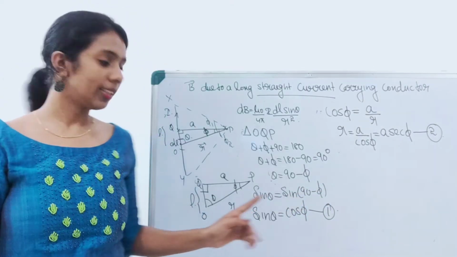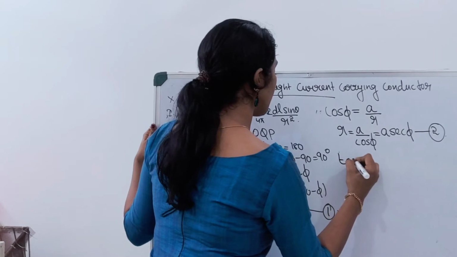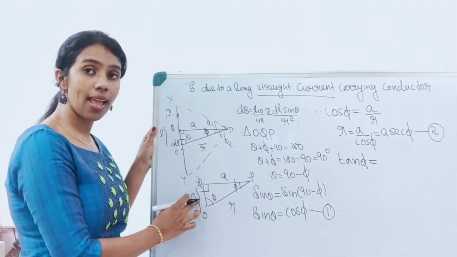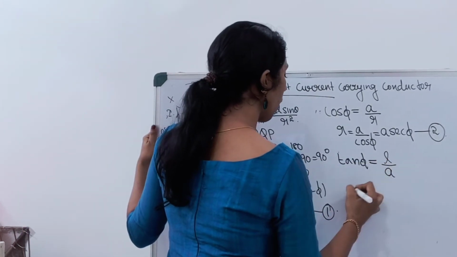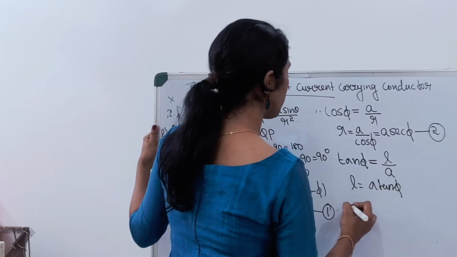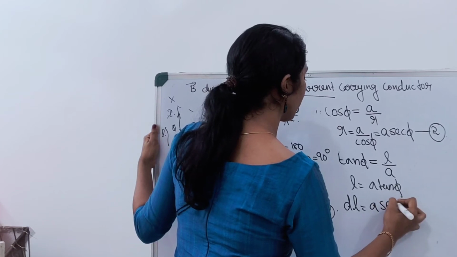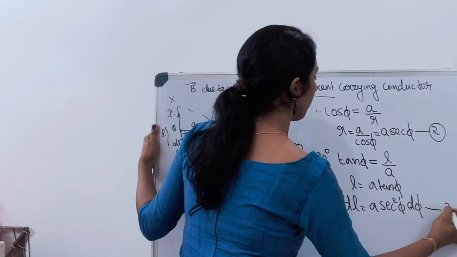Now we will find the tangent of phi, that is tan phi. Tan phi is equal to the opposite side divided by the adjacent side, that is l divided by a. So tan phi is l by a, or l is equal to a tan phi. Now differentiating both sides, dl is equal to a sec square phi d phi. Let this be equation number 3.